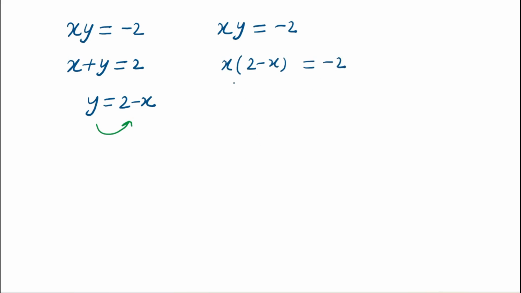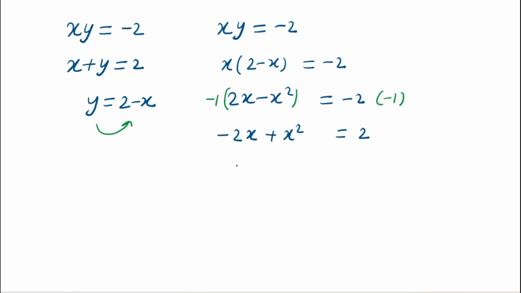X is multiplied by 2 minus x, then you will get 2x minus x square, and this is equal to minus 2. Look carefully, on the left hand side the coefficient of x square is negative. So if you want to make the coefficient of x square positive, first multiply both sides by minus 1, and the right hand side is also multiplied by minus 1. Minus 1 multiplied by 2x gives minus 2x, and minus 1 multiplied by minus x square gives plus x square, and this is equal to minus 2 multiplied by minus 1, which gives plus 2. And on the left hand side, x square minus 2x is equal to 2.